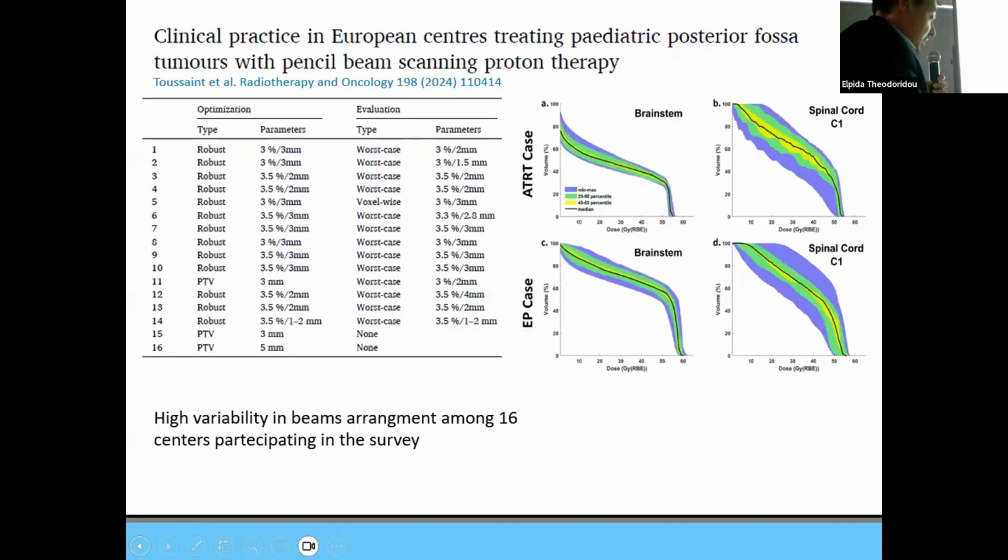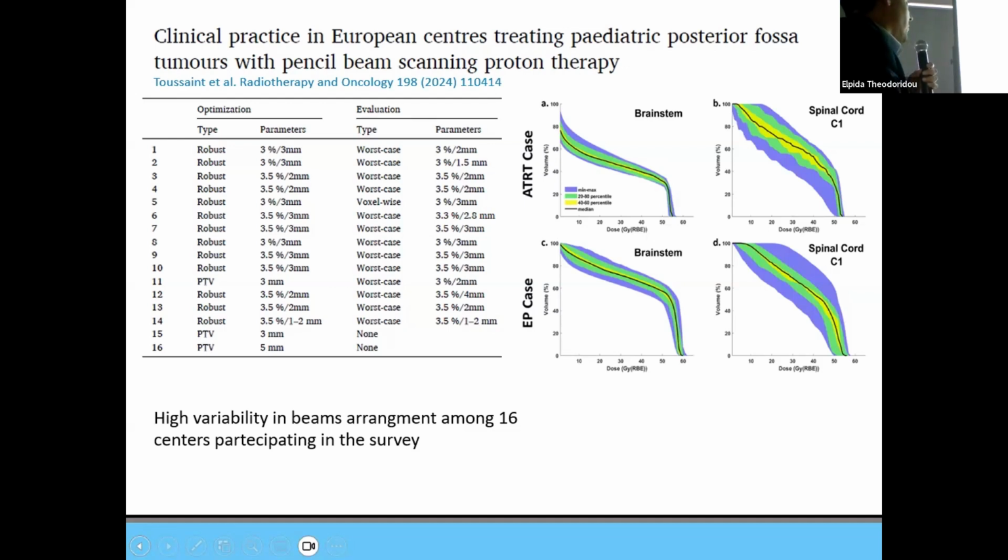The last few words are about what the European community is doing for treating pediatric posterior fossa. These are two cases, ependymoma and ATRT, sent to 16 centers participating in this survey. If you look at the DVH, more or less, we are homogeneous. The red one is the mean, and the other is the 20 to 40 percentiles, etc. But the way to optimize this plan is very difficult.